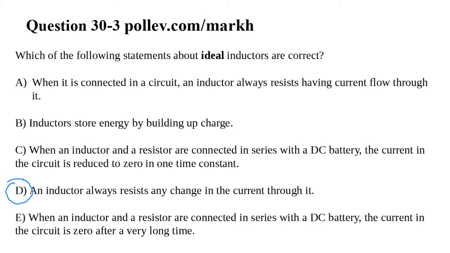Statement A: when an inductor is connected in a circuit, an inductor always resists current flow through it. That's not true, because when the current is steady, so there's no change in current, then the resistance of an ideal inductor is 0. So no, that's not true.